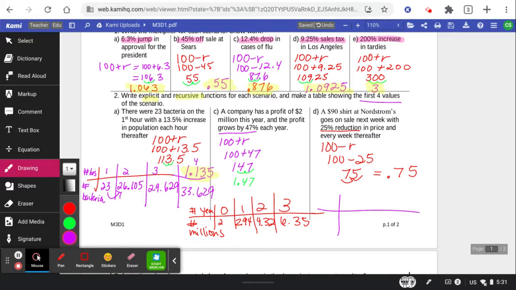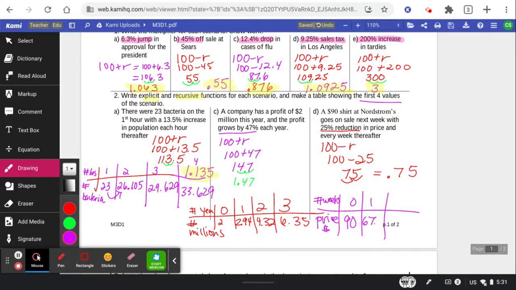So on the top is going to be the number of weeks. And on the bottom is the price in dollars of the shirt. So a shirt at Nordstrom's goes on sale next week with a 25% reduction. So it's starting at time 0 at a price of $90. And then next week, it's going to be 25% less. So you're going to go 90 times 0.75.